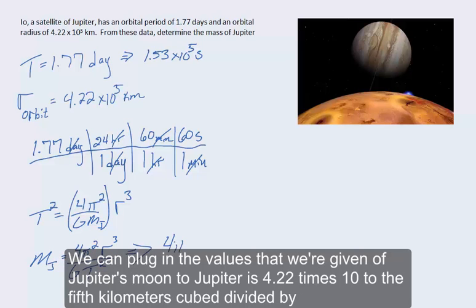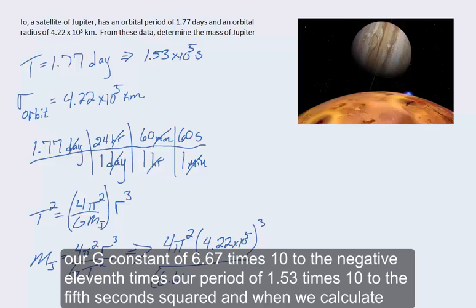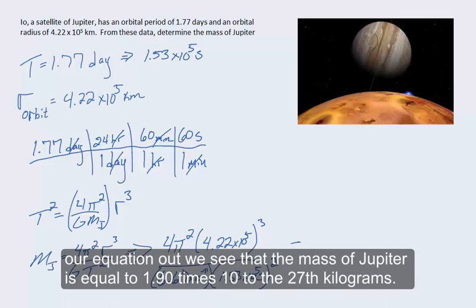We can plug in the values that were given of Jupiter's moon to Jupiter, which is 4.22 times 10 to the 5th kilometers cubed, divided by our G constant of 6.67 times 10 to the negative 11th times our period of 1.53 times 10 to the 5th seconds squared. And when we calculate our equation out, we see that the mass of Jupiter is equal to 1.90 times 10 to the 27th kilograms.